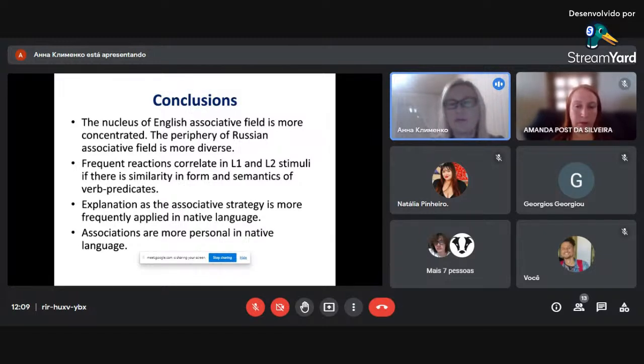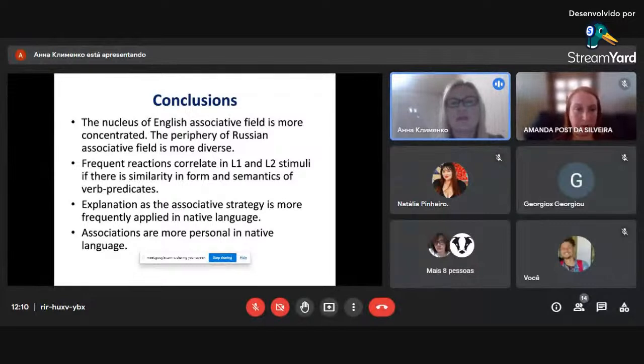the association could have different degree of stability, and we have also revealed certain differences in language 1, language 2 associations. In particular, the nucleus in the associative field for foreign stimulus is more concentrated, while the periphery of associative field in native language is more diverse. We also revealed that frequent reactions correlate if there is similarity in form and semantics of verb predicate. However, by the way, this result also correlates with researches that we have heard during the first day of this Congress.